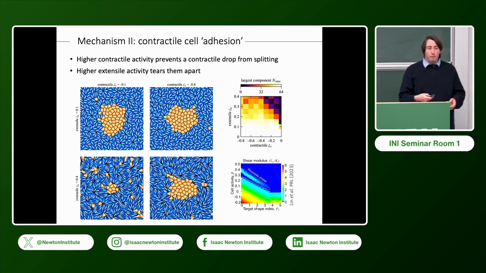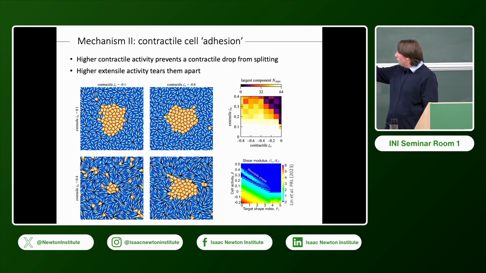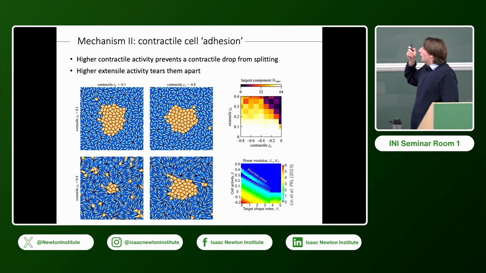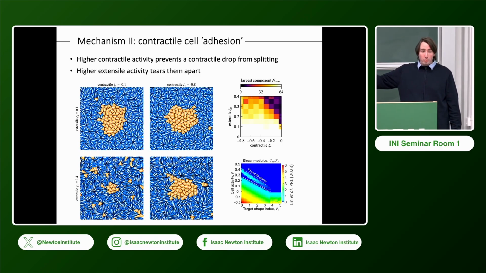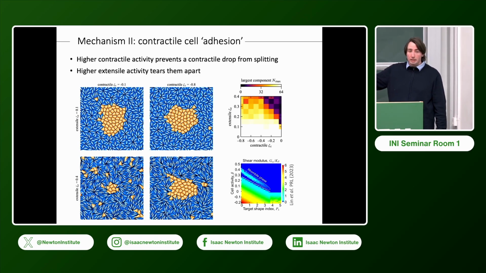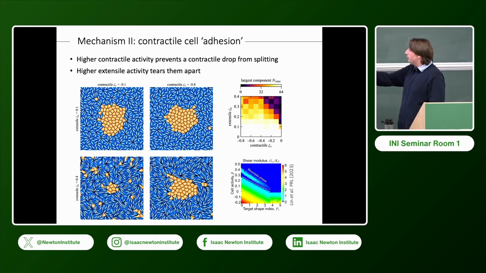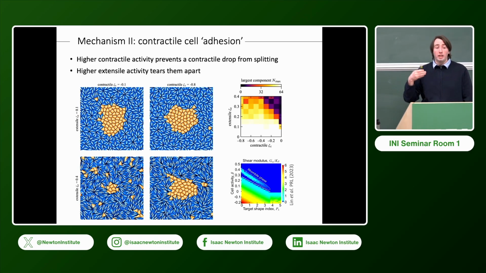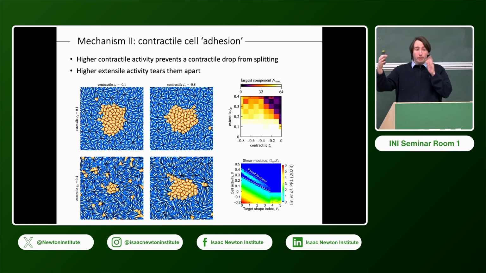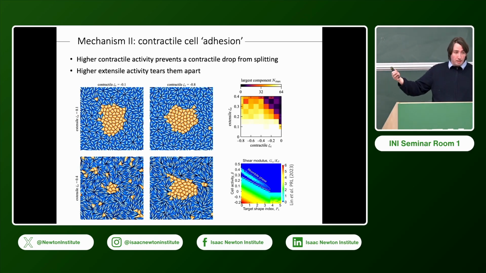And what seems to be the reason for this, and this was already shown in the original paper, is that even if you have the passive vertex model in the fluid phase, the contractile activity renders it solid. So if you measure its shear modulus, it's still going to be finite. And on the other hand, the extensile activity, even if you're in the solid phase of the vertex model, is going to make it fluid in terms of shear response. So essentially, what you're mixing is a fluid and a solid.